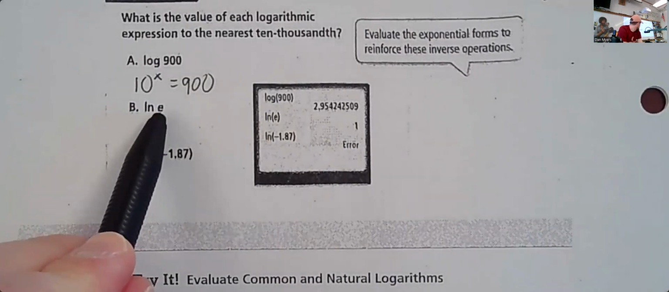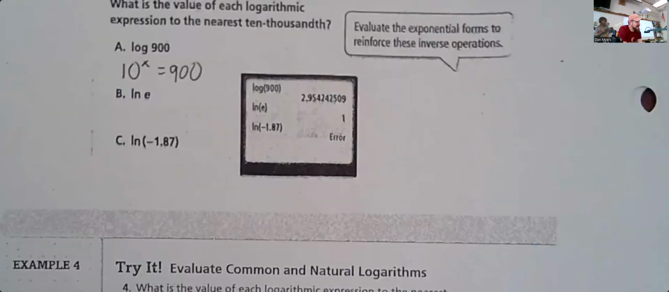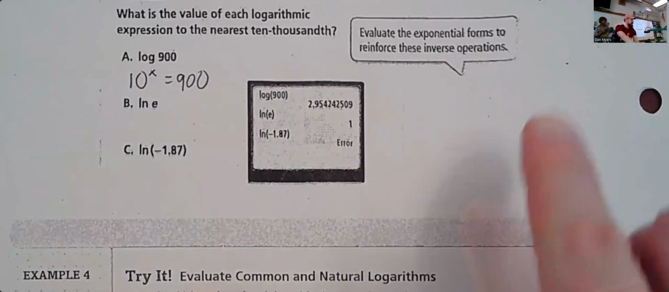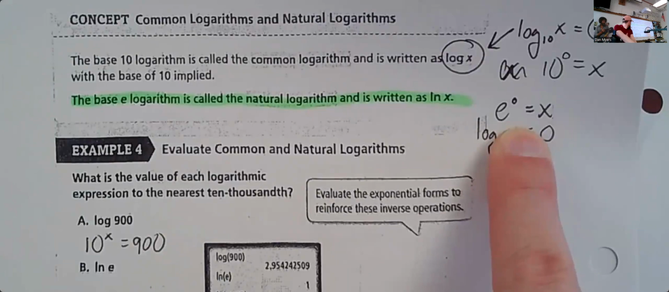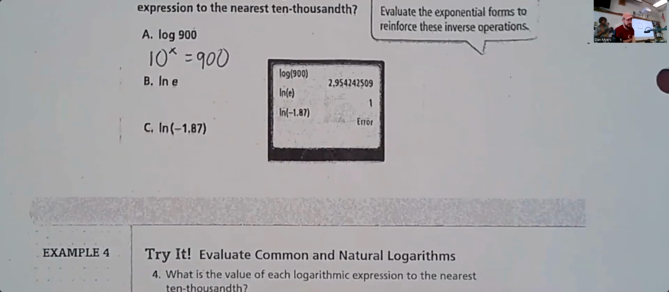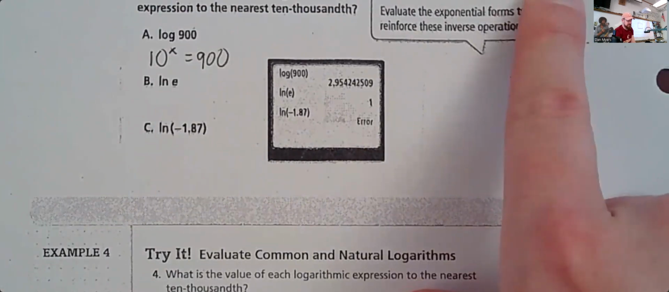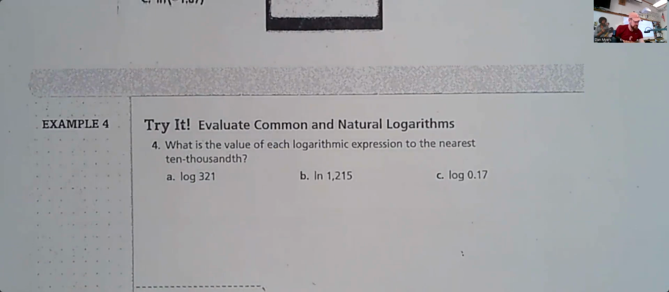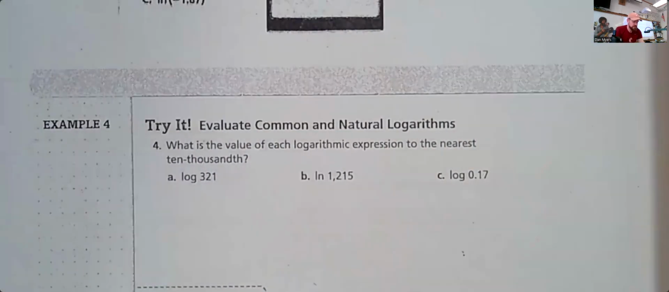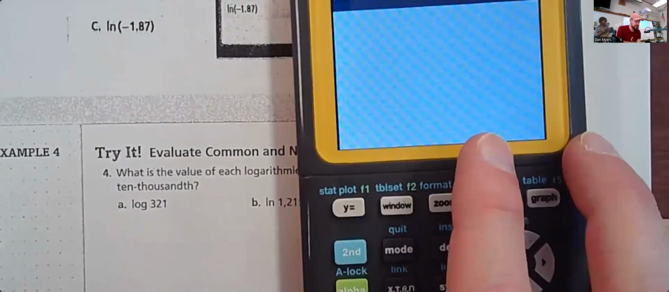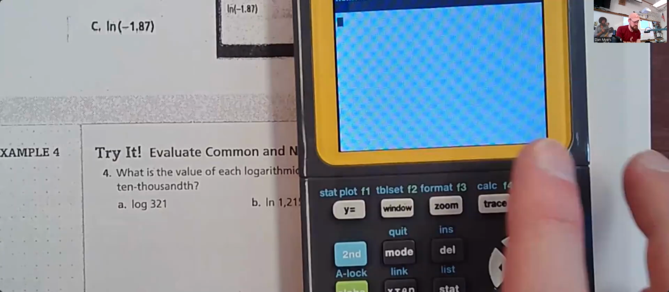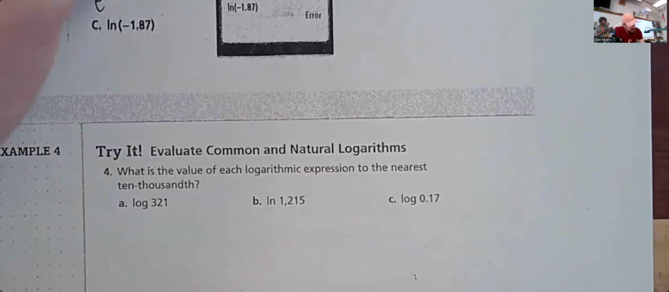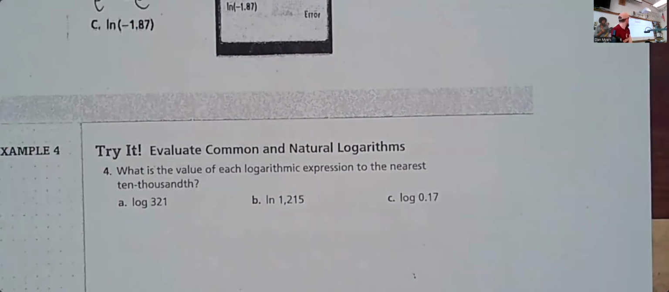ln e, it tells you the answer. It's 1. What that means is, ln e is basically a log base e of e. So e to what power equals e? That's what it's asking.